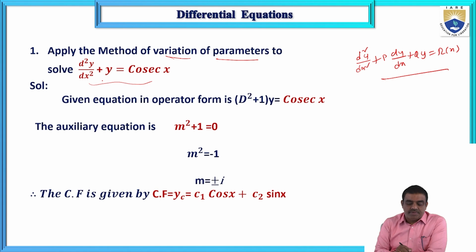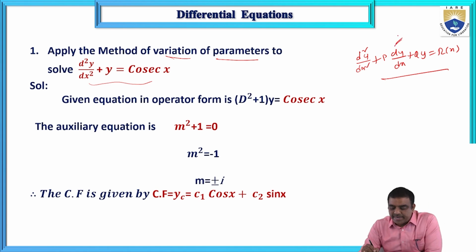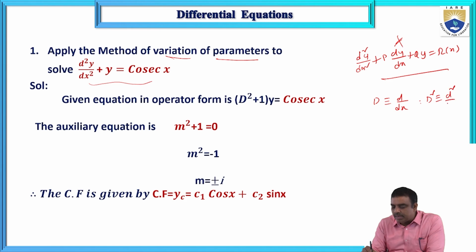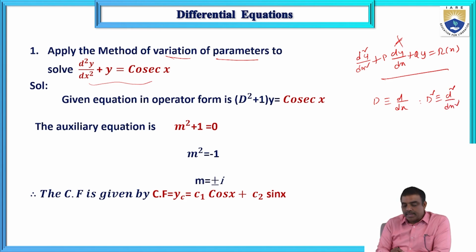So clearly it is in the standard form, d square y by dx square. There is no term of dy by dx, that means p is 0, and q is equal to 1, and the right hand side function r of x is equal to cosecant x. So first write the given equation in operator form and find the complementary function as usual. In operator form, what is D? D is d by dx, the general notation, and D square is d square by dx square. So I can write it as D square y plus y is equal to cosecant x.